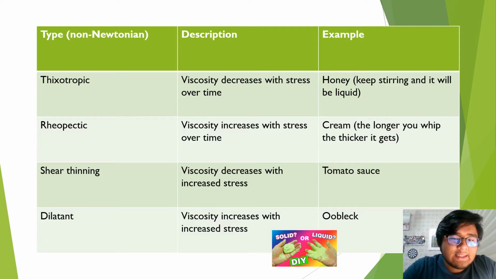So lastly, dilatant, the viscosity increases with increased stress. So when you apply more stress, the viscosity will increase. For example, Oobleck. There is a picture of Oobleck, which is an experimental material. The more stress you apply, the more viscous it will be. Okay, so you can see it has two types of form, which is solid form or liquid form. When you apply more stress, it will be solid. If you apply less stress, it will be less viscous. Okay, so that's all the explanation for the types of non-Newtonian fluids.